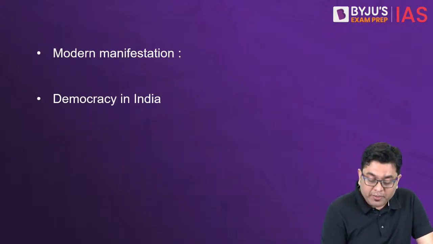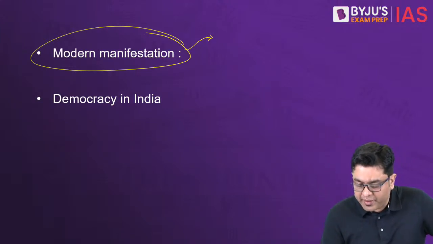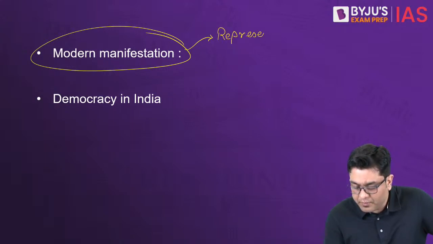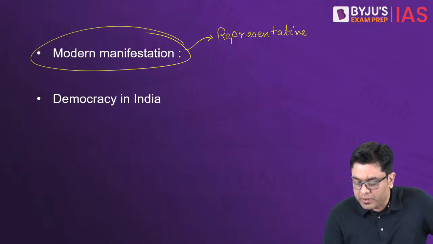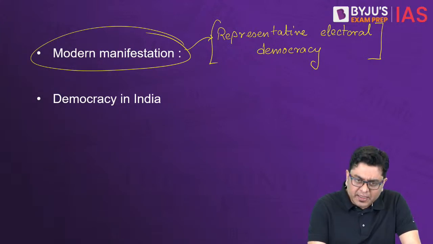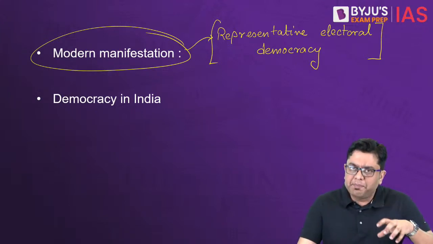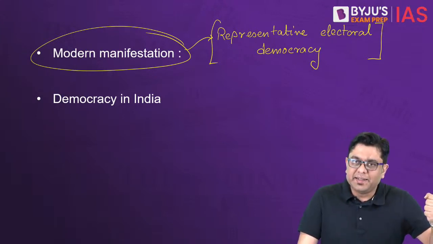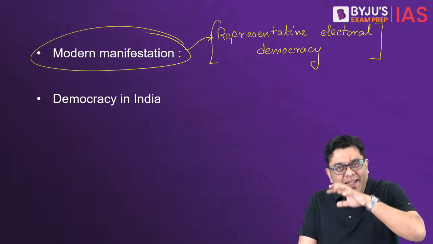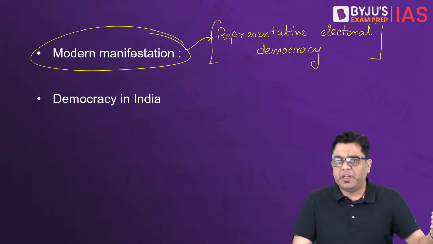Now, here the modern manifestation of democracy, when we talk about it, is representative electoral democracy. Now here, when we talk about representative electoral democracy, the literal meaning of it is what? The literal meaning is that you have the people being able to elect their own legislators, and those legislators are supposed to represent the interests of the people who have elected them or their constituency. That is the modern manifestation of democracy which is prevalent all across the globe.